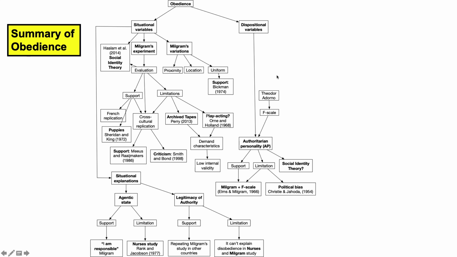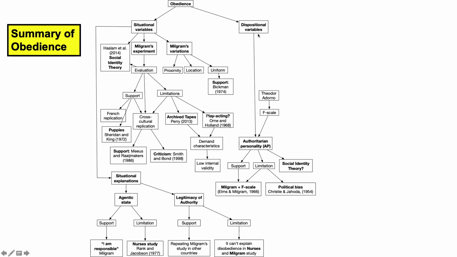The main gist of it is this: obedience can be explained with situational variables and dispositional variables. Situational variables include the Milgram experiment with all of its variations. There's obviously evaluation, the pros and cons of Milgram's experiment, as well as an alternative explanation, which is social identity theory. And further down, you find the situational explanations for why people behave the way they do in Milgram's experiment based on situational variables, which is the agentic state idea and the idea of legitimacy of authority.